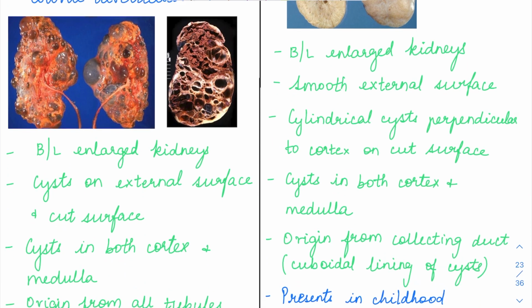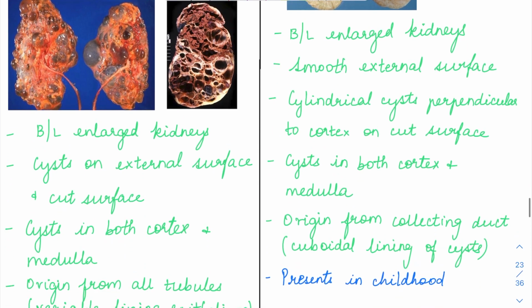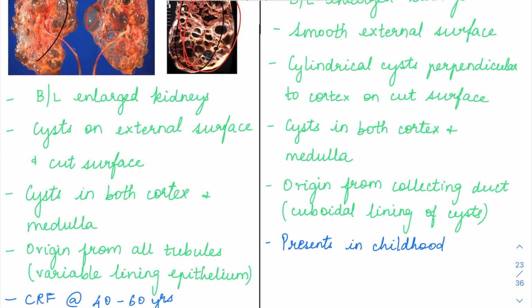So what is the gross image of autosomal dominant polycystic kidney disease? Here, the kidneys will be very much enlarged and cystic. The cysts will be variable in number, starting from smaller size to larger size. And the cysts will be seen both on the external surface and also on the cut surface. This image is the cut surface on which you are going to see multiple dilated cysts. On the external surface also, you are seeing this n number of cysts. This is the classical image which we see in autosomal dominant polycystic kidney disease.